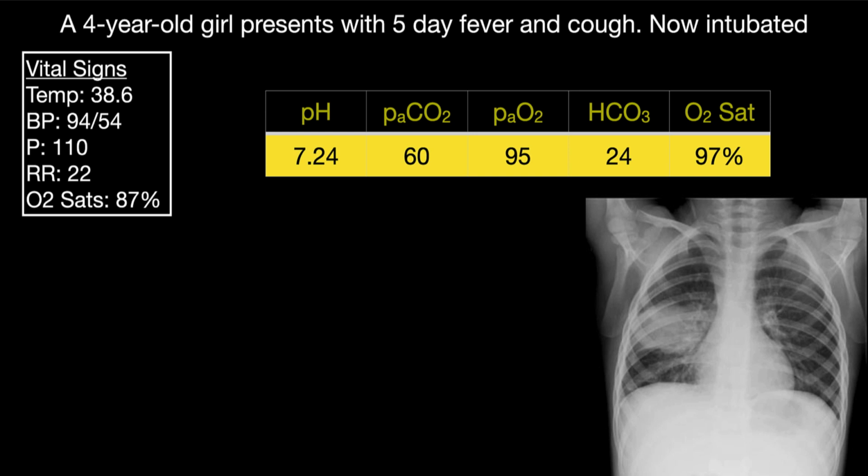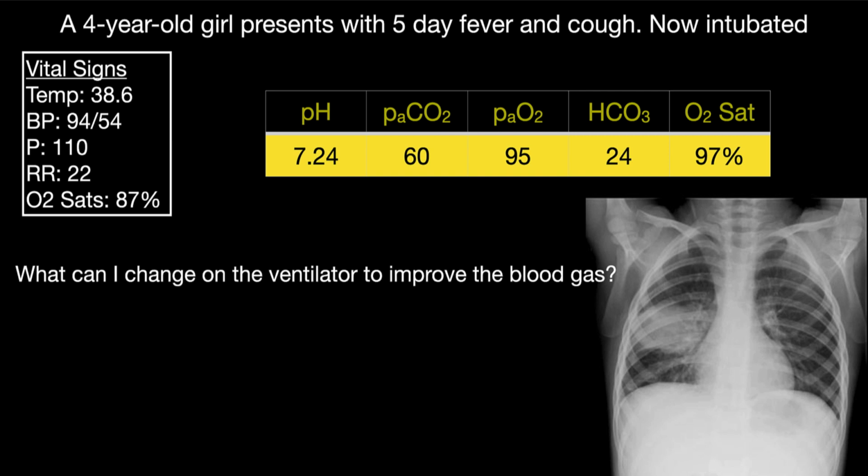Okay, a 4-year-old girl presents with 5 days of fever and cough, and she's now intubated. This is her blood gas. 7.24 with a CO2 of 60. Her PaO2 is 95. Her bicarb is 24. And her oxygen saturations are 97%. What can I change on the ventilator to improve this blood gas? You'll recognize that this blood gas is a respiratory acidosis, and it's acute. So what can I change on the ventilator?